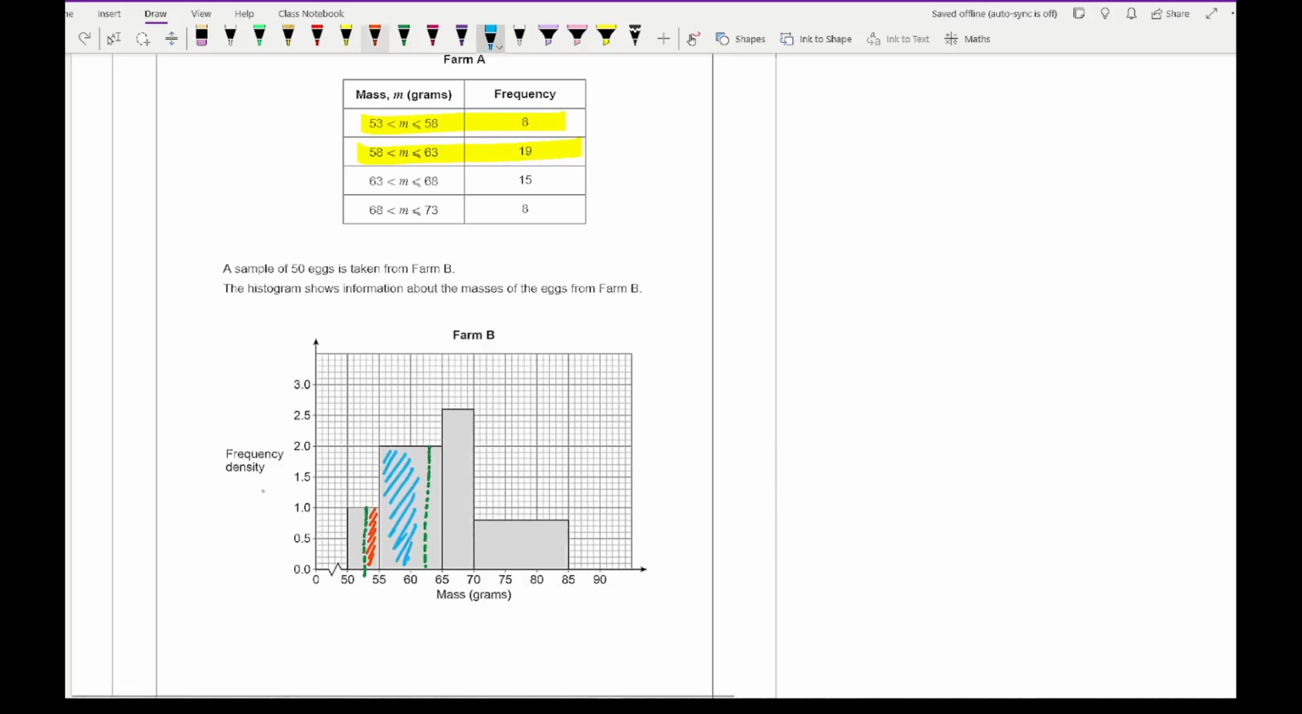Because in a histogram, area is related to frequency. So here, if I look at the area of the orange rectangle, that's going to be 2 times the frequency density of that one, which is 1, so that gives me 2. Now if I then work out the area of the blue rectangle, that's going to be 8 times the frequency density for that bar, which is 2, which gives me 16. So added together gives me 18.